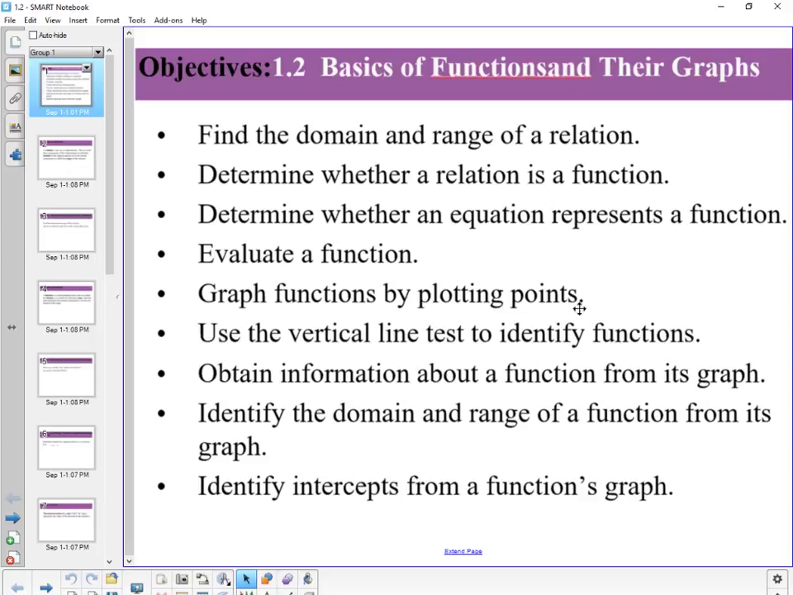Determine whether a relation is a function. Determine whether an equation represents a function. Evaluating a function. Graphing functions by plotting points, which is the primitive way, right? That's way back when. Using the vertical line test. Obtaining information about functions from its graphs. Identifying the domain and range of a function from its graph. Identifying the intercepts from a function's graph.